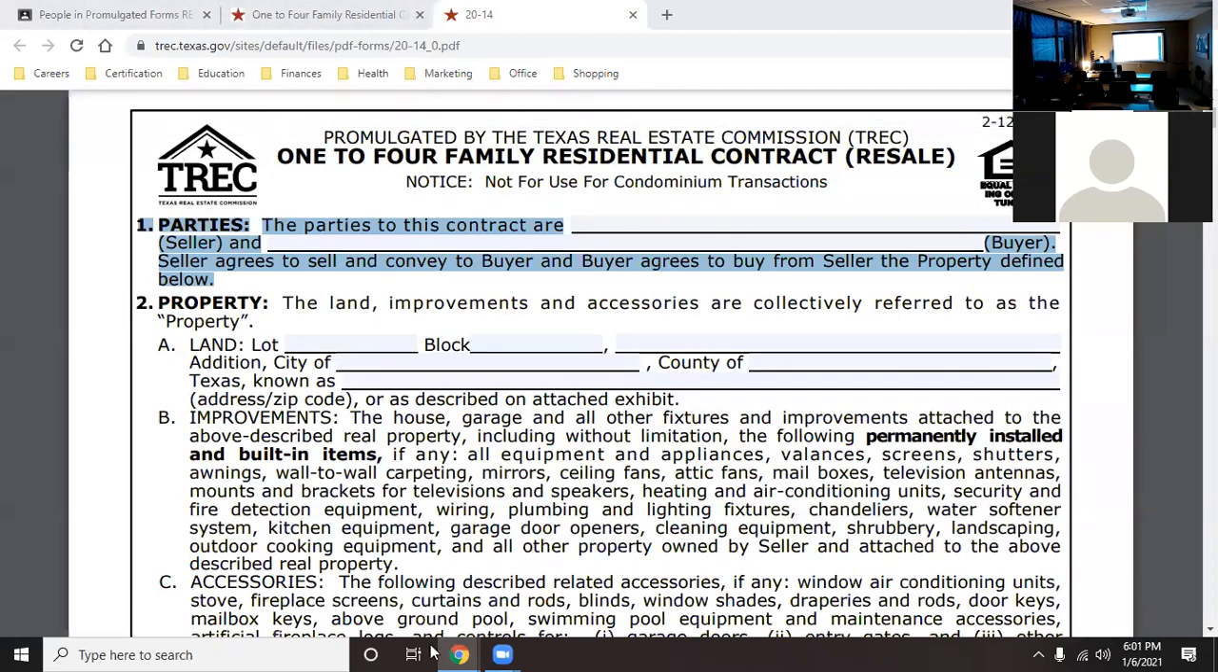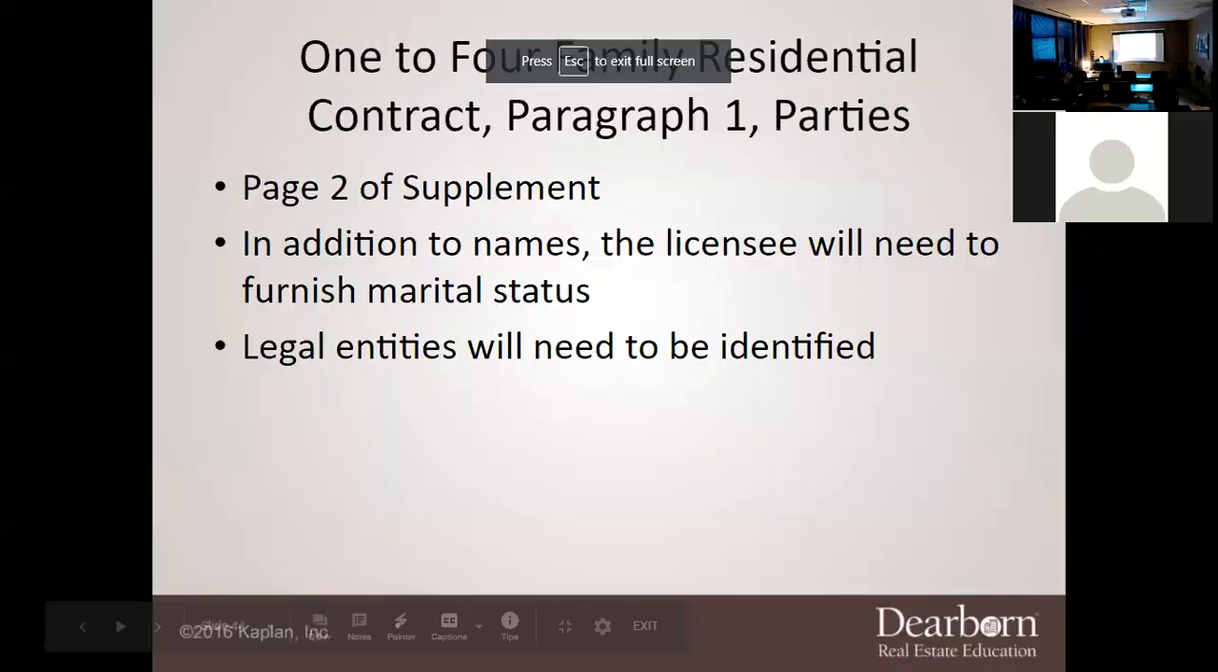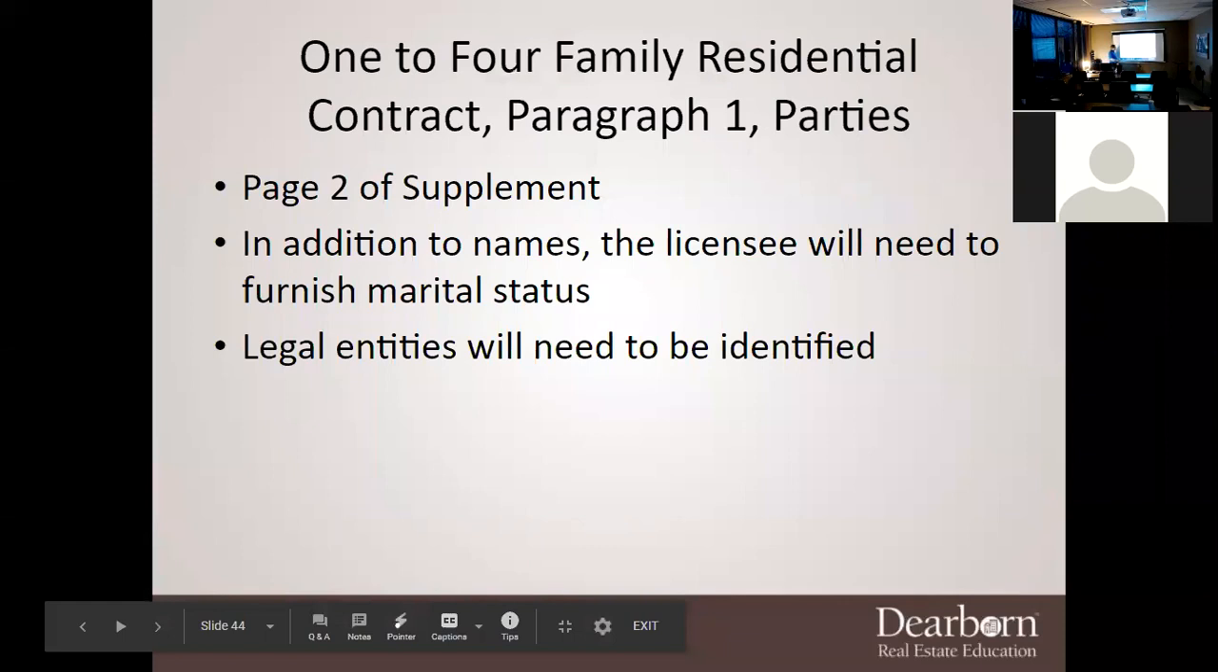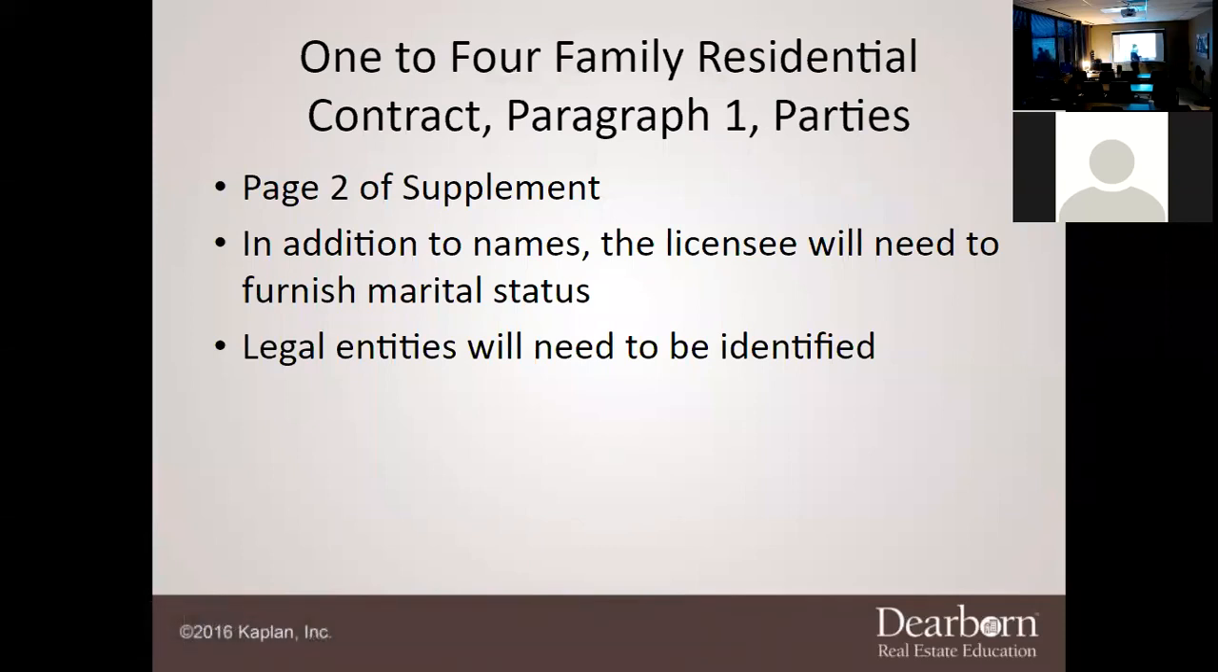All right. So, we talked about legal entities and how they will be identified. We talked also about couples.